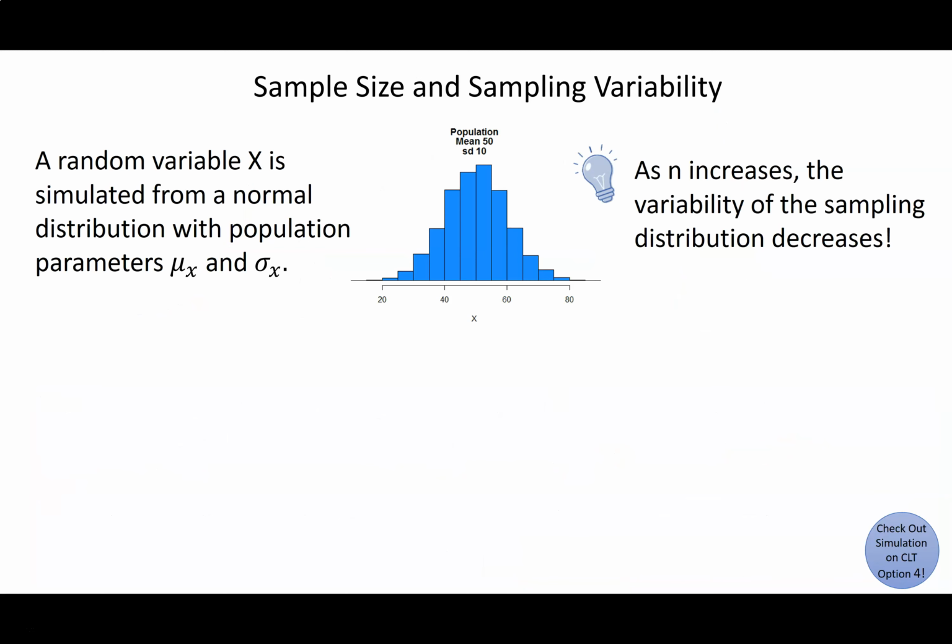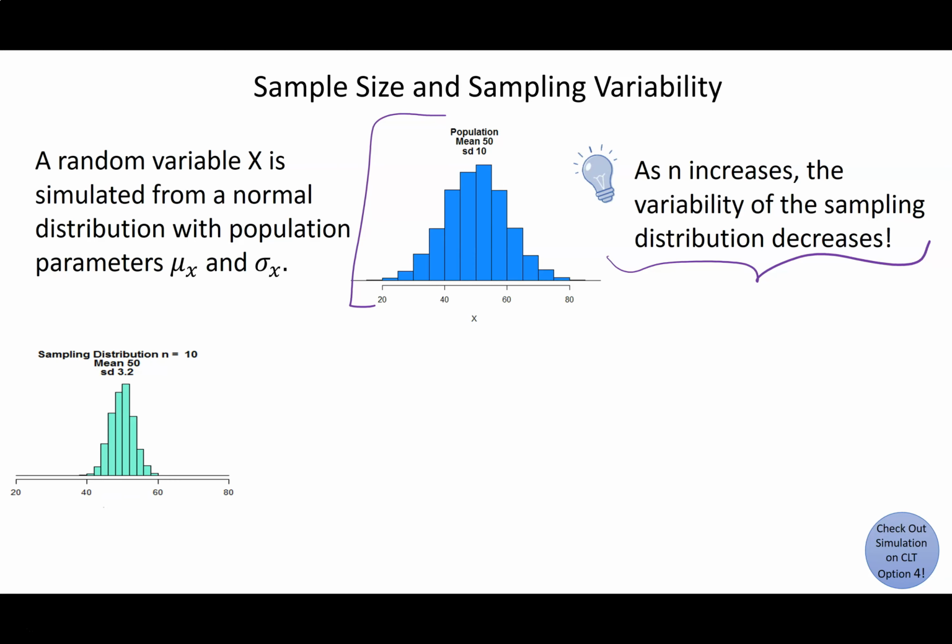So here, we're going to start with this example as our population. We have a population that has an average of 50 and a standard deviation of 10. And then as we increase our sample size, the variability of the sampling distribution of X bar is going to decrease. It's going to get narrower. So for example, if I were to take all the unique samples of 10 from that population and take the sample means from all of them and plot them, here's a sampling distribution I could get.